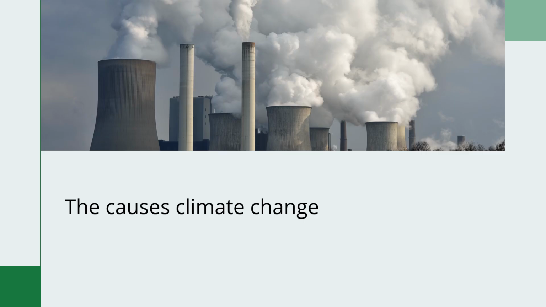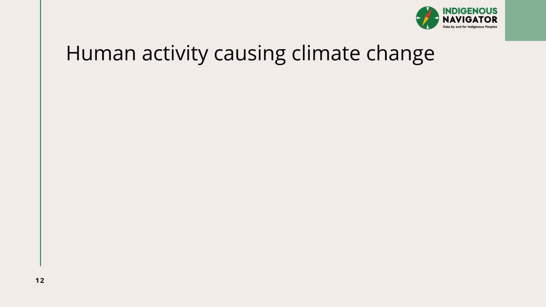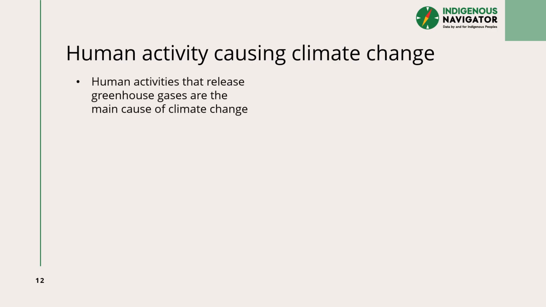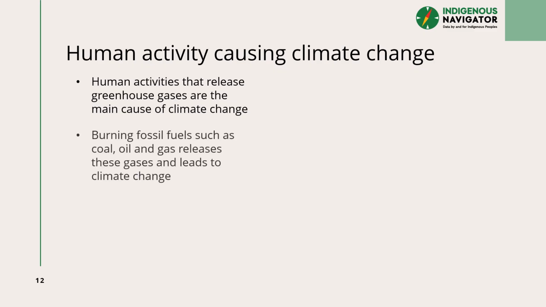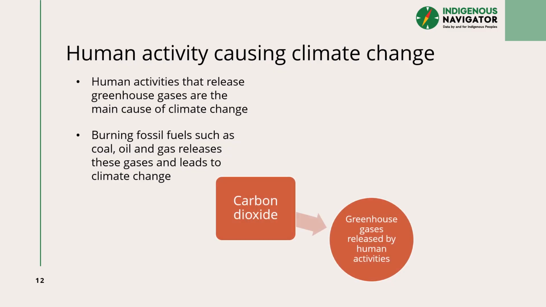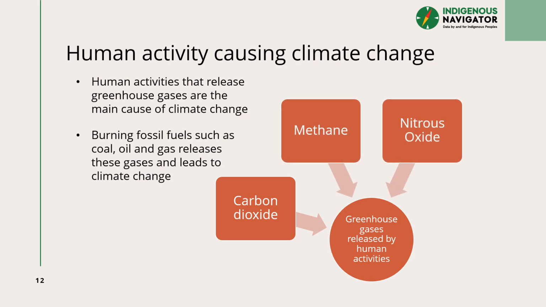We will now look at what causes climate change. Human activity causing climate change. Since the 1800s, human activities like burning coal, oil, and gas have been the main cause of climate change. Burning fossil fuels releases greenhouse gases which trap heat and make the Earth warmer. The main greenhouse gases released by human activities are carbon dioxide, methane, nitrous oxide, and fluorinated gases that are gases used for cooling and refrigeration.